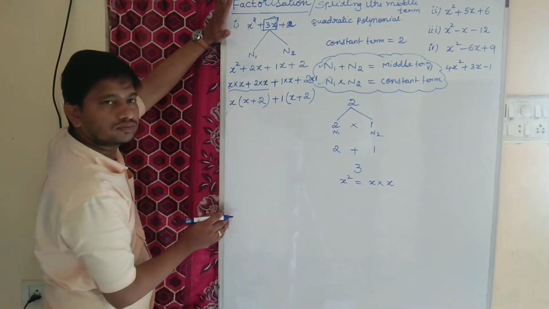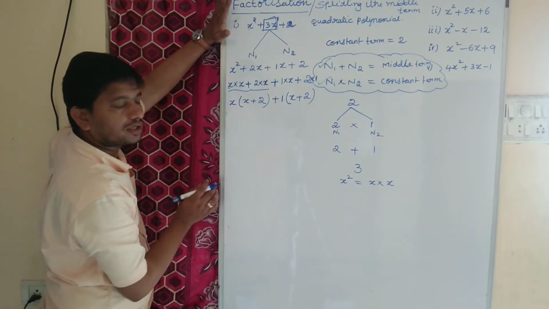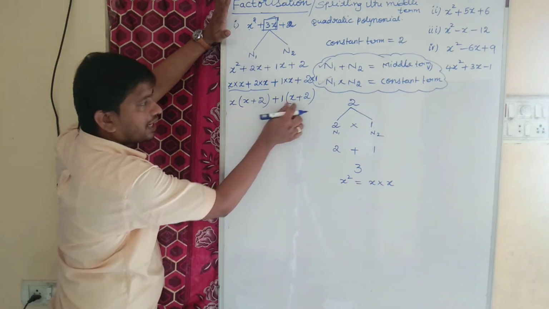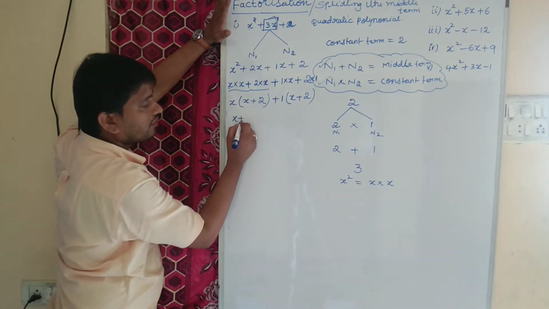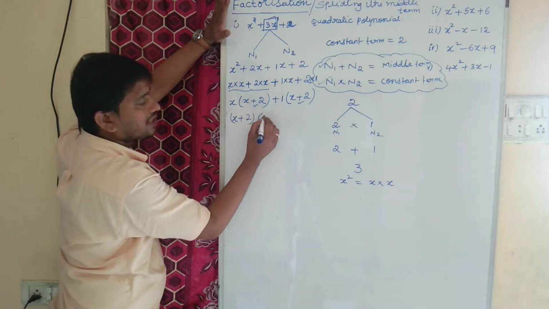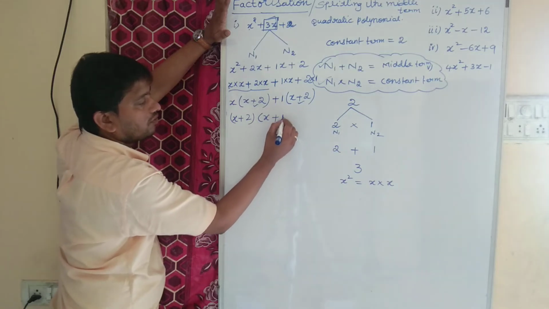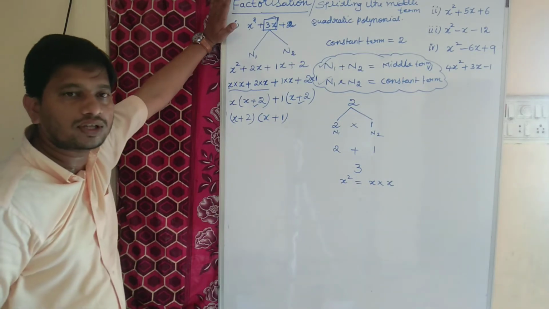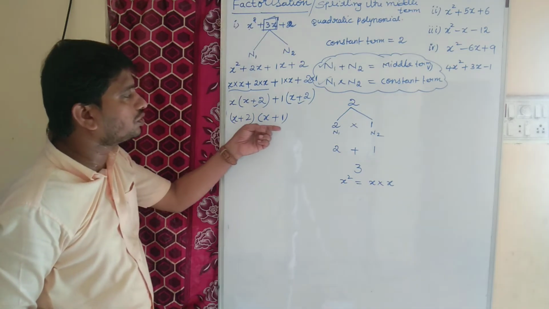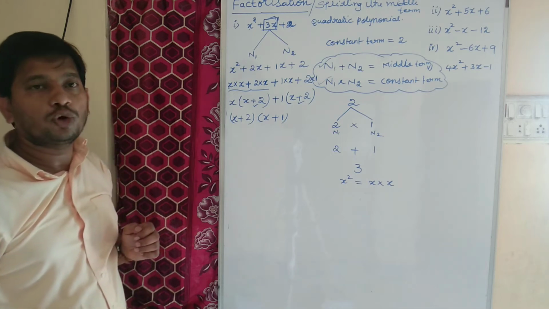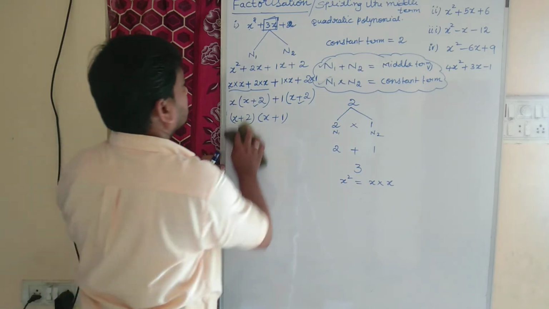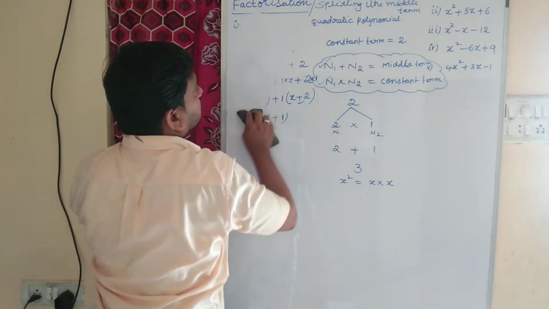Now again, if you observe, here we have x plus 2, and here also we have x plus 2. So I can take x plus 2 as common. If I take x plus 2 as common, here we have x, plus here we have 1. So what are the factors of x square plus 3x plus 2, children? That is x plus 2 into x plus 1. I hope you understood this, right? Okay, let us do one more question so that the concept is clearer.